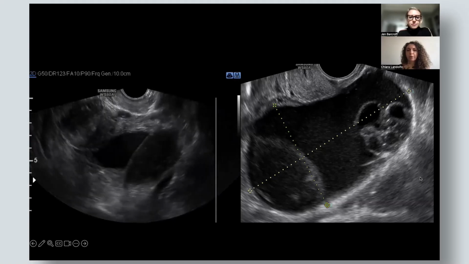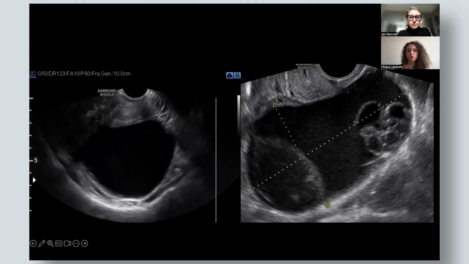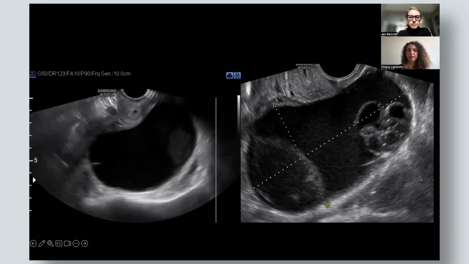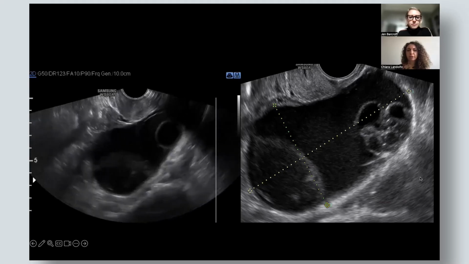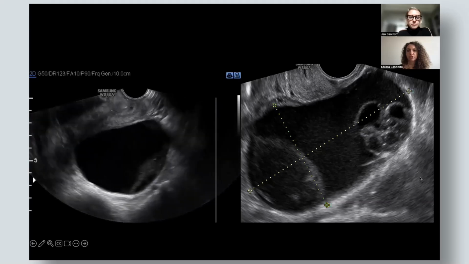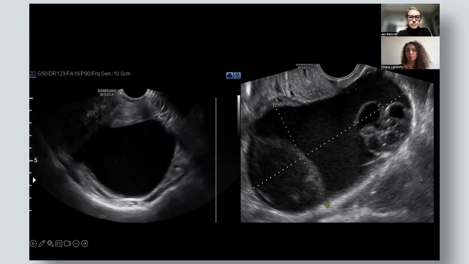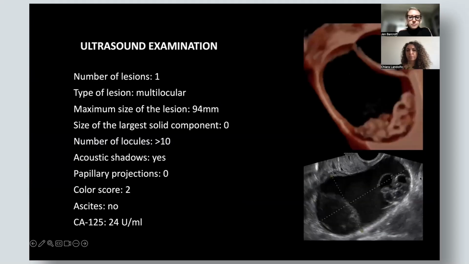It shows complete septa, does not show solid tissue. You can see that there are some shadows coming from the septations. You can see that the content is low level. Okay, so if we look at how to describe this lesion and how to classify it, we said presence of complete septa and no solid component. So this lesion is a multilocular lesion.